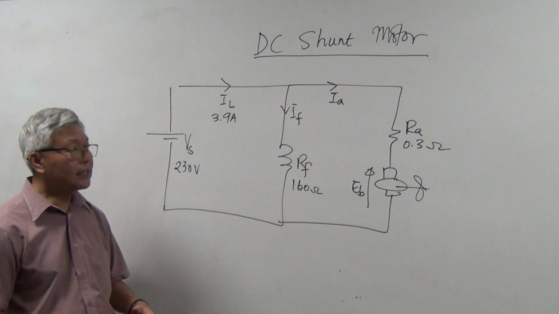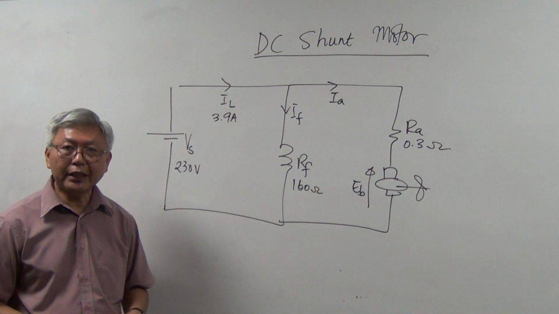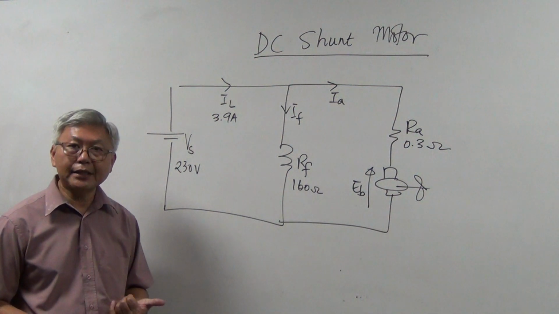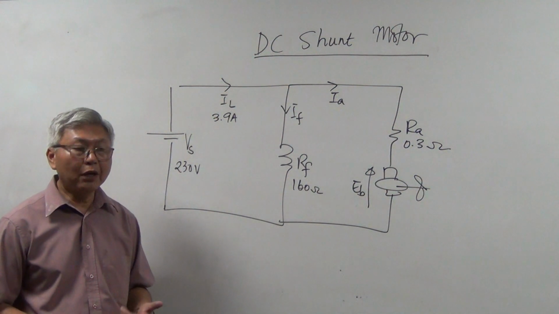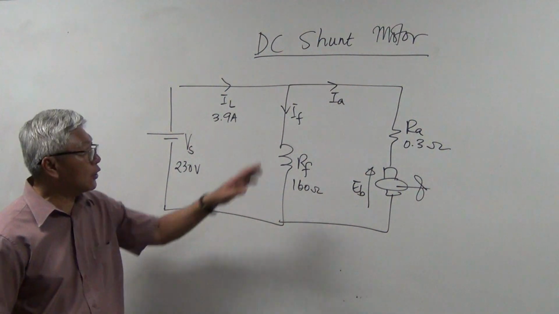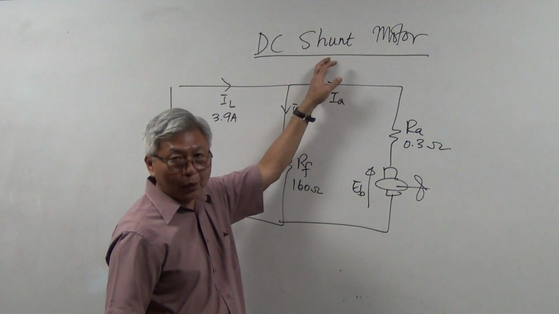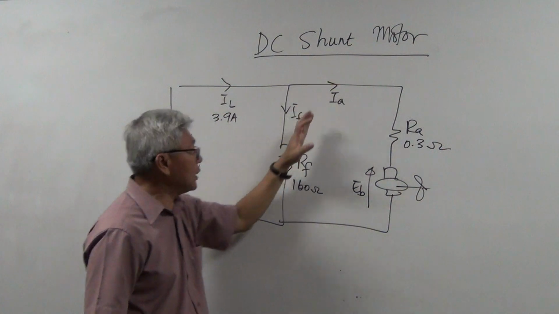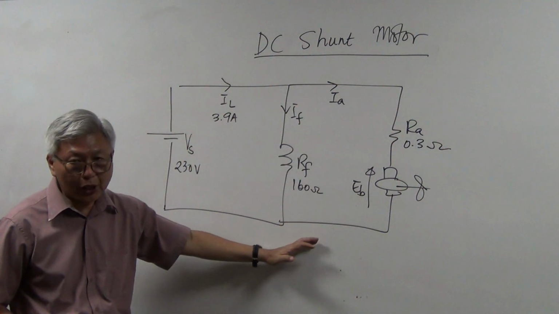Okay, now let's continue with our DC machine. Now we have just learned the separately excited DC motor. So now we move on to another type, it's called DC shunt motor. Now in electrical engineering, the word shunt always means parallel. So this is the equivalent circuit of a DC shunt motor.